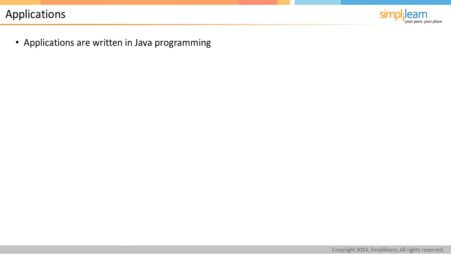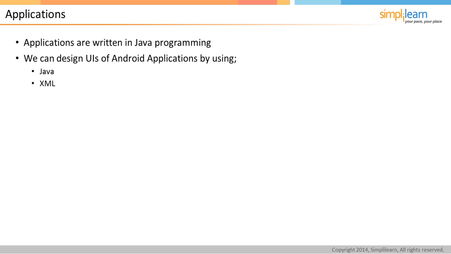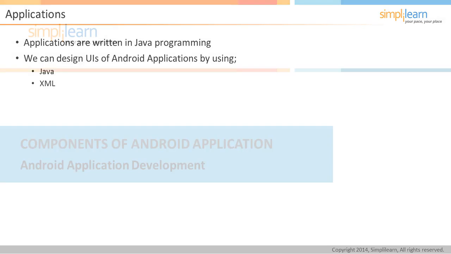In this slide, we will discuss the last of the Android operating system architecture sections, applications. Applications are written in Java programming language. Examples include messaging, calendar, Google Maps, web browser, and music player. UIs, user interfaces of Android applications, can be designed by using programming languages such as Java and XML. With this, we come to the end of our discussion on the architecture of Android operating system.